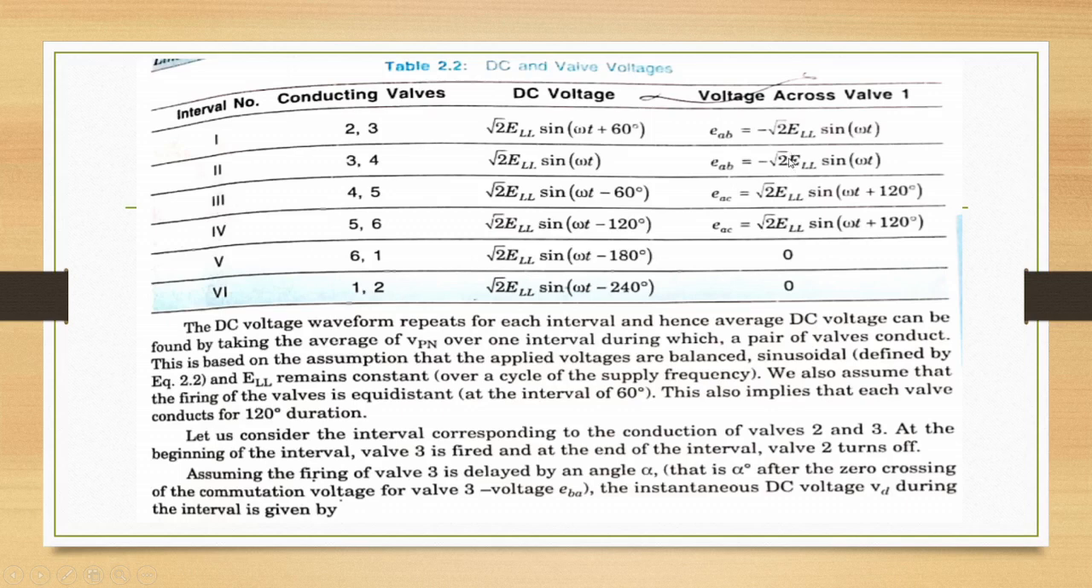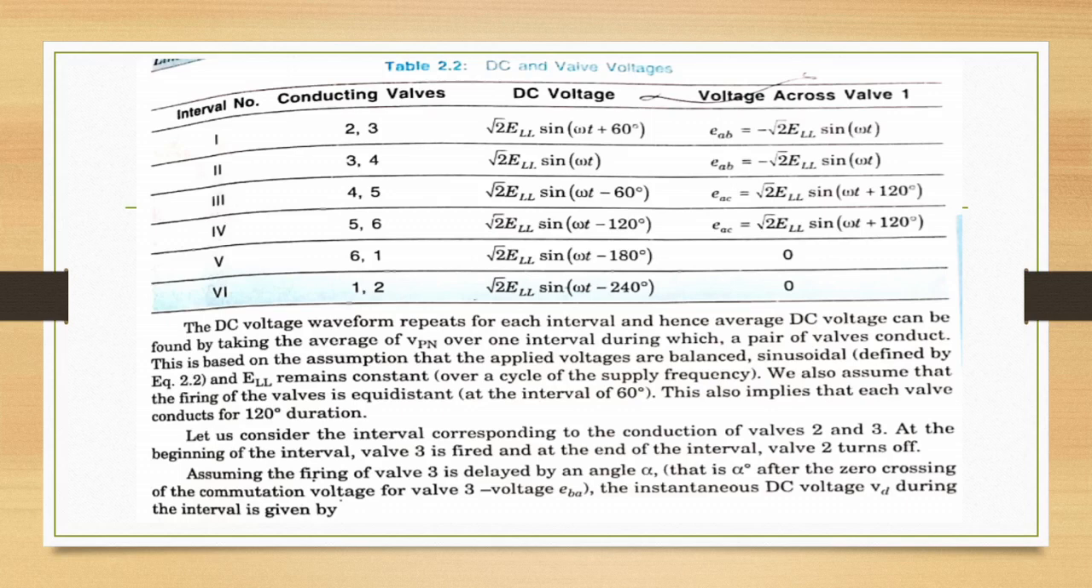This is based on the assumption that applied voltages are balanced. So we are assuming here that we are giving a balanced supply and also they are sinusoidal in nature, and ELL will remain constant. We also assume that firing of the valves is equidistant, that is at an interval of 60 degrees. This also implies that each valve conducts for 120 degrees duration.